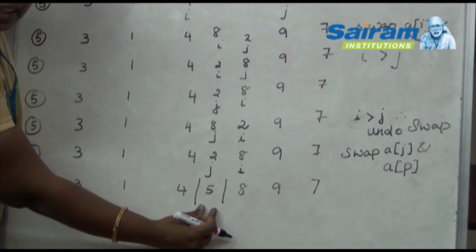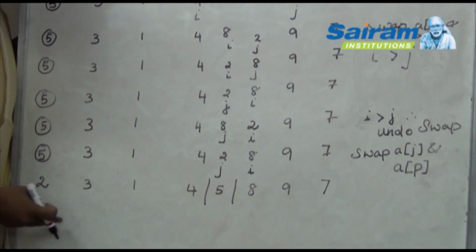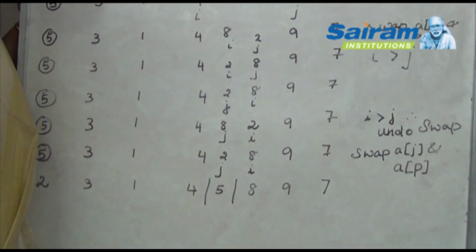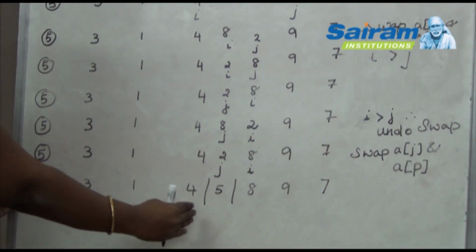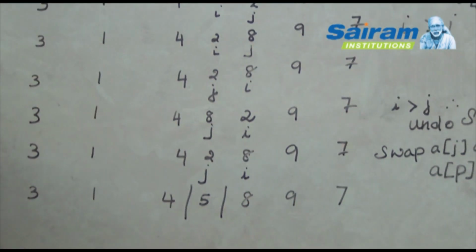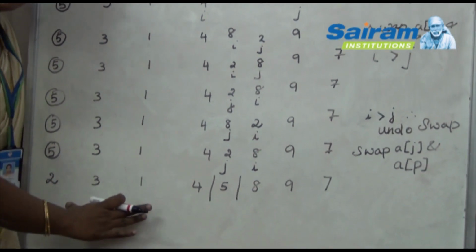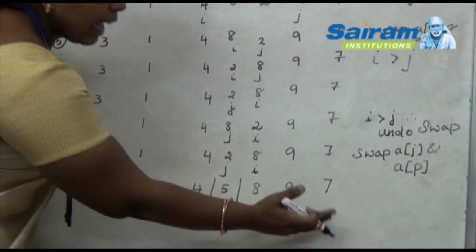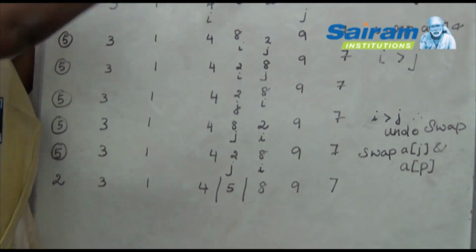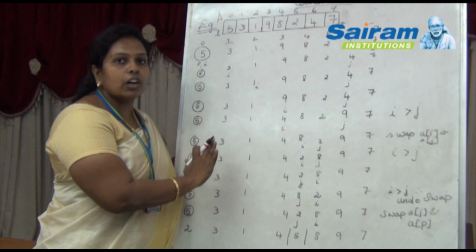So now the pivot has come to its correct position. The array has been divided into two halves, lesser than pivot and greater than pivot. Now this half will be taken as array 1 and this half as array 2. Quick sort will be recursively applied to the left half of the array and again to the right half of the array using the same procedure until we get a sorted array. With this, we are going to see the algorithm for quick sort.